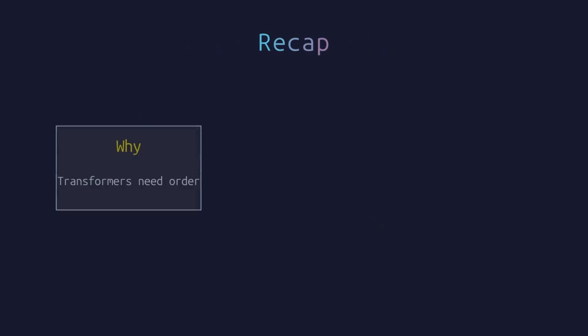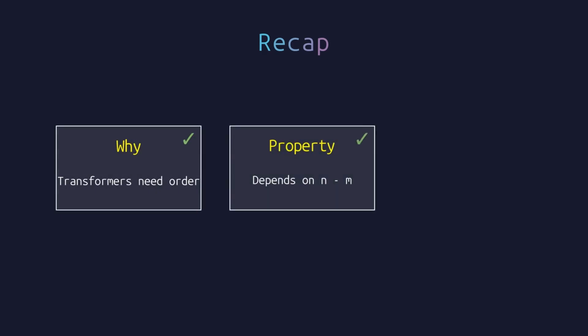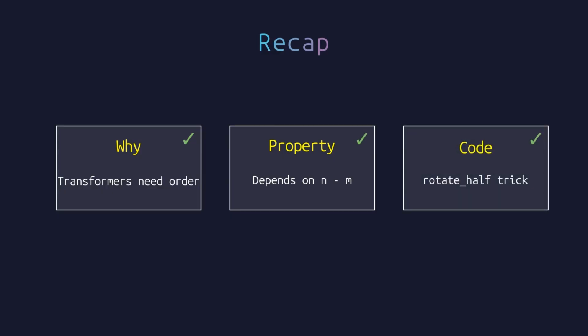3 things to remember. 1. Transformers need order, and RoPE provides it by rotating Q and K. 2. The dot product depends on n minus m thanks to the rotation property. 3. The code is simple. Rotate half trick, cosine, sine. You now understand why Llama and modern long context models use RoPE.